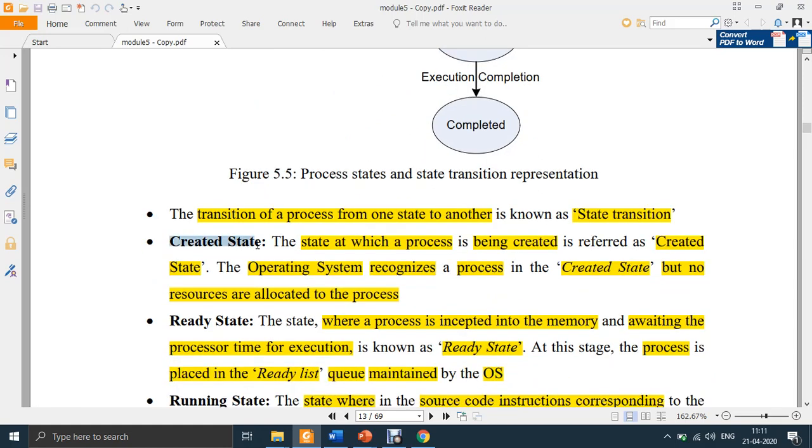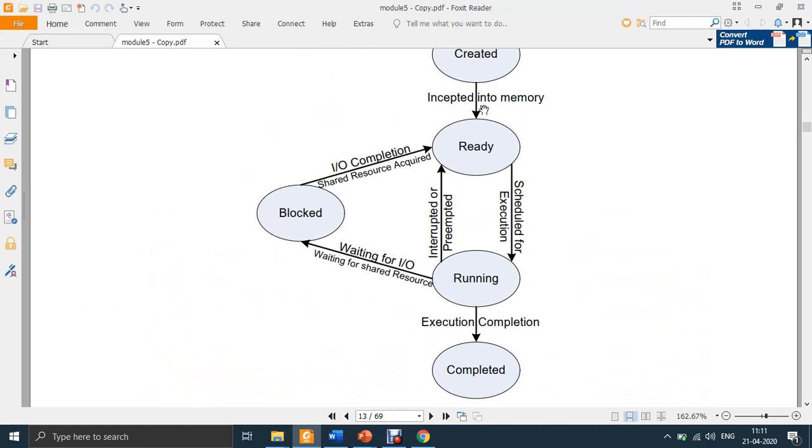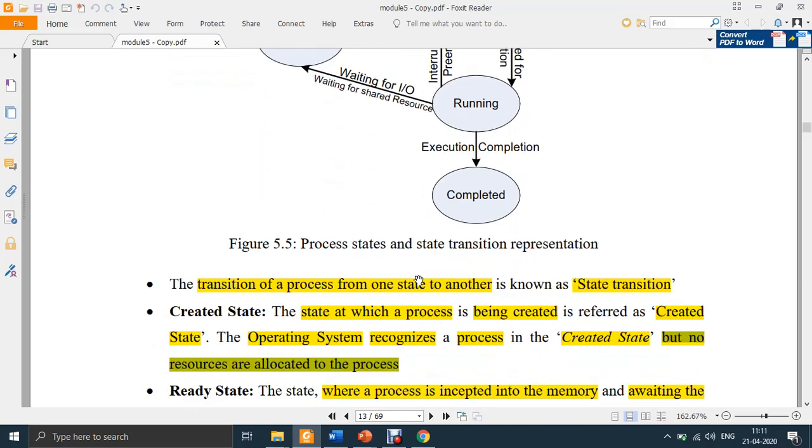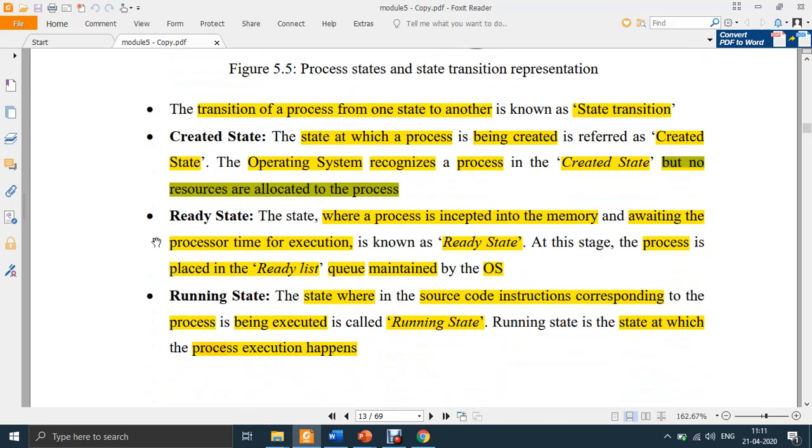The created state. The state at which a process is being created is referred to as created. The process is just created. The operating system recognizes a process in the created state, but it is not given access to any system resources. So a process in the created state has no access to any resources. Remember, ready state.